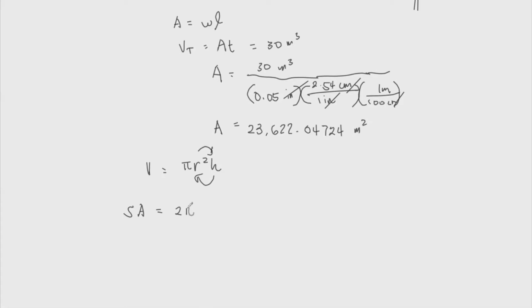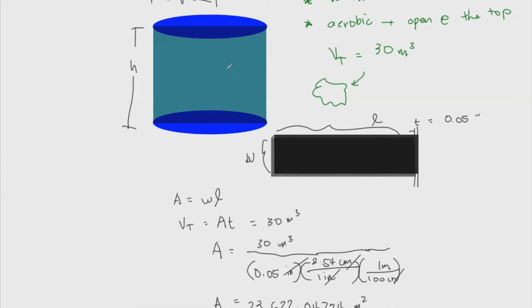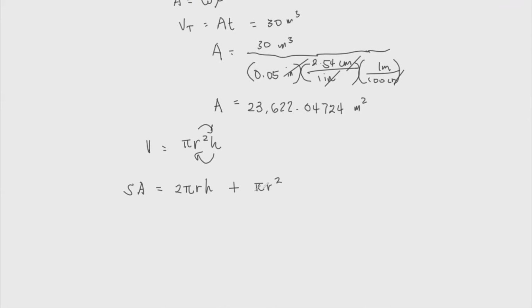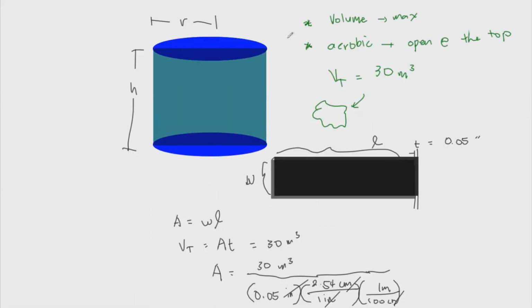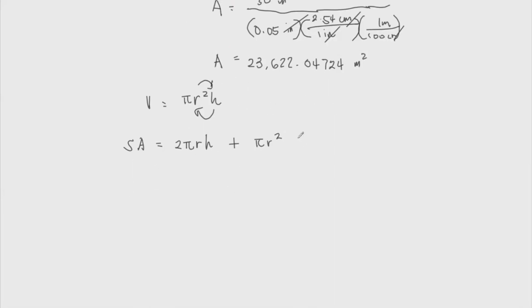So we have 2 pi r h, which is the circumference times the height, and then we add the area of the base, which is typically pi r squared. Now, I just wanted to remind you that if the system is anaerobic, so that's closed, we'll have 2 pi r squared here. So we just have to adhere to the problem. The surface area should be equal to 23,622.04724, because that's a constant value.